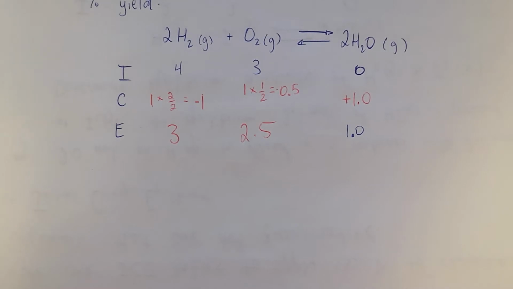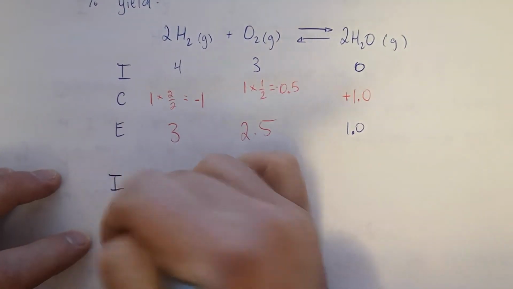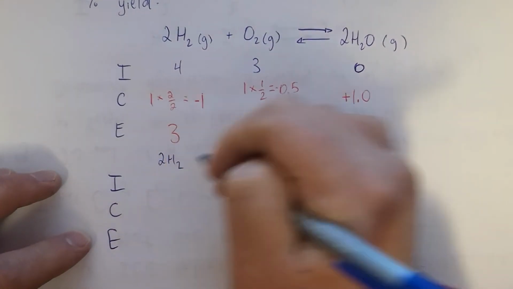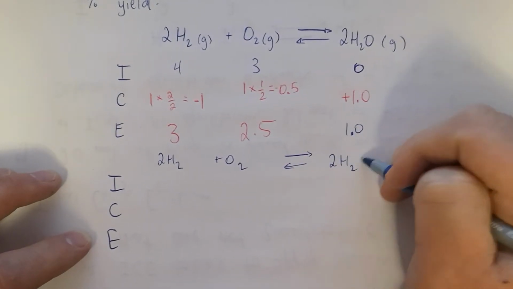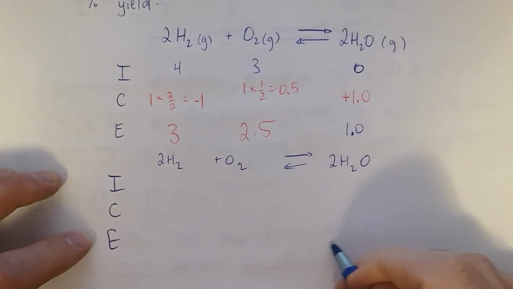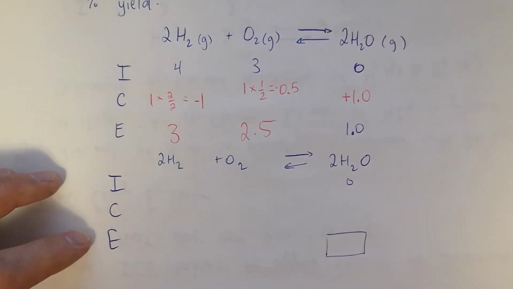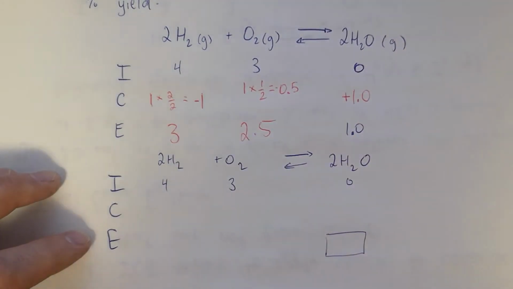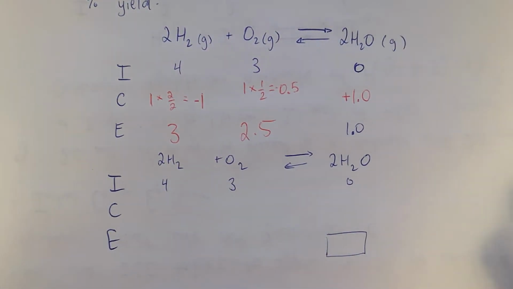Okay. I'm actually going to set up a new ICE table. Same reaction though. Okay. So 2H2 plus O2 giving me 2H2O. The reason I'm doing this is I want to find out the maximum equilibrium amount of H2O so we can calculate percent yield. All right. And to find the maximum amount, you assume that all of the limiting reagent reacted.